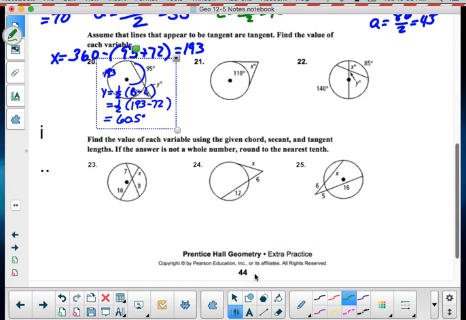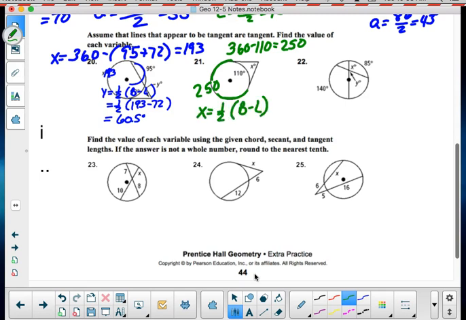This next one, if I go 360 minus 110, I get 250. So now I know this part of it is 250. So again, x is equal to big minus little times 1/2. So I've got 250 minus 110 is 140, which equals 70 degrees. So x is 70 degrees.